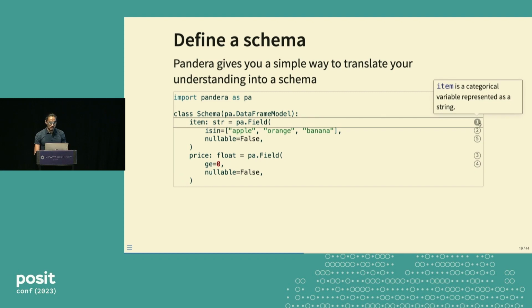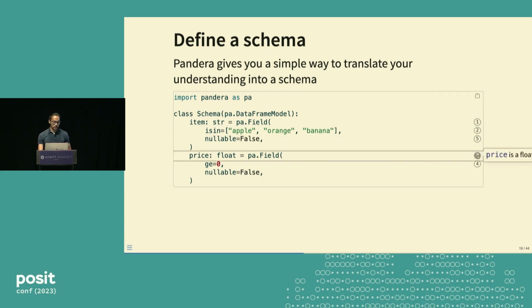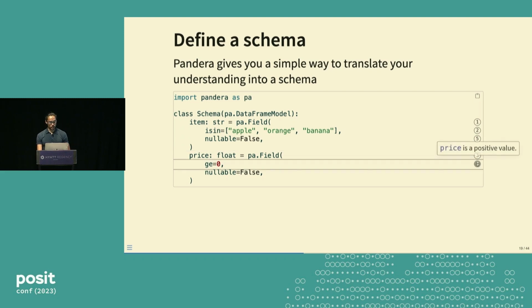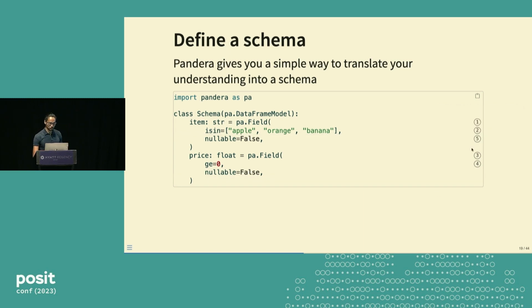And then I define some attributes in this class. So the item attribute is a string, and in this field function, I'm basically adding some more constraints that are not just the data type. So I'm saying item must be in this finite set of values. And similarly, price is a float that's greater or equal to 0. And finally, both of these columns are not nullable. Nullable equals false is actually a default, but I'm showing it here just to be explicit.